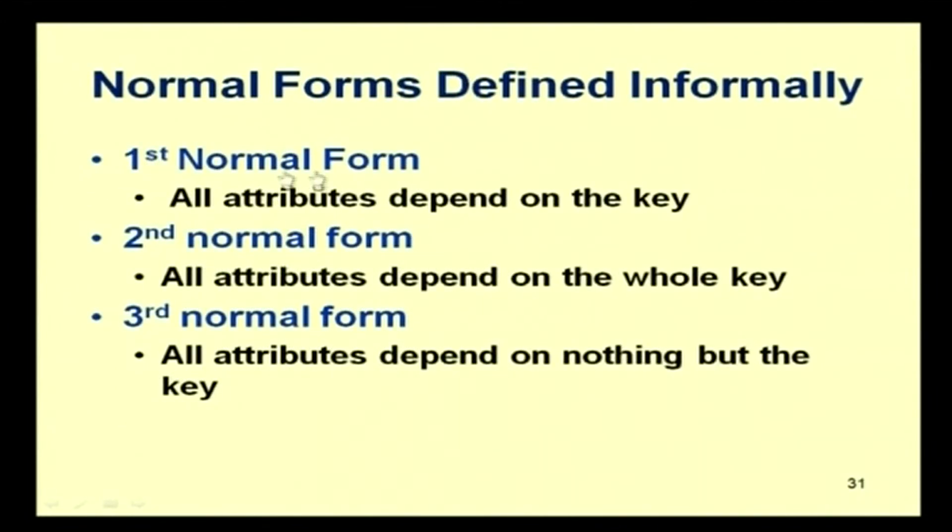So, just to informally revise: first normal form, all attributes depend on the key. Second normal form, all attributes depend on the whole key, that is much more of a constraint than this. Third normal form, all attributes depend on nothing but the key. So, this is the informal definition of first, second and third normal forms.